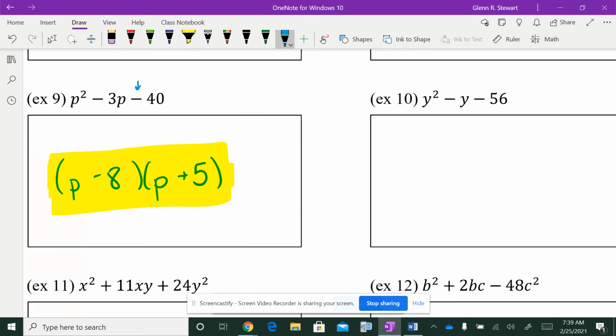All right. How about example number 10? What would multiply to give you -56 and add to give you -1? Nick, go ahead. Good.